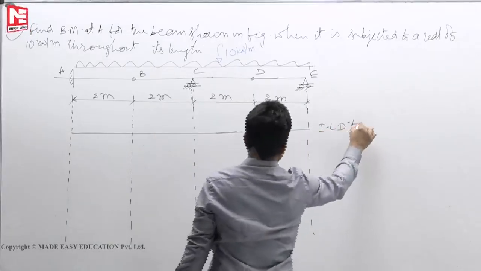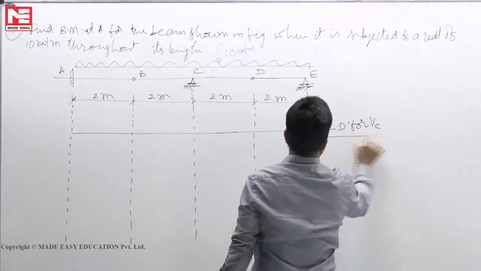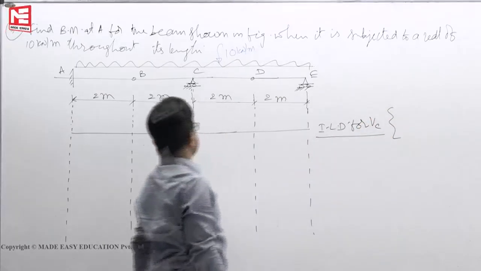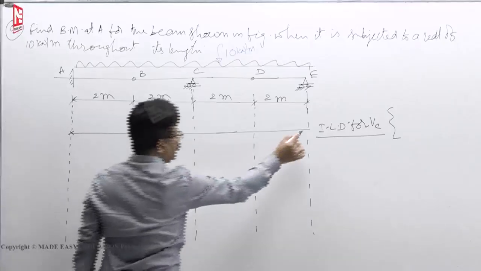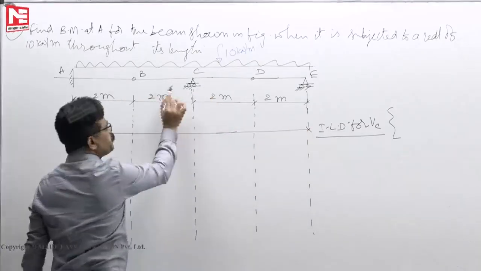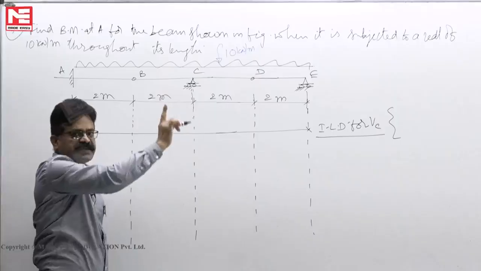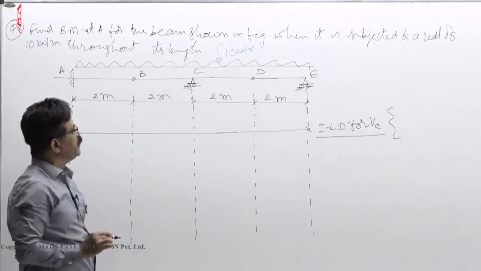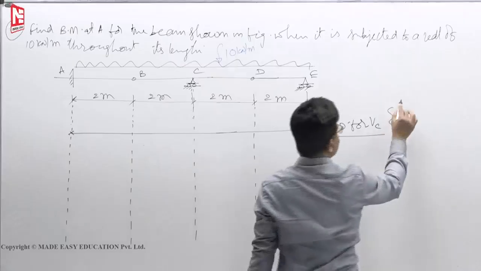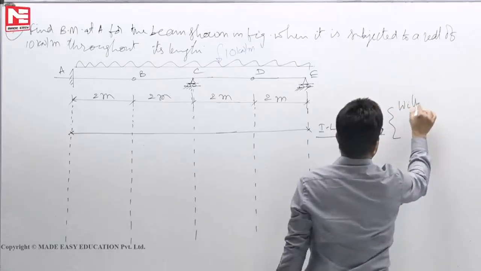Influence line diagram for reaction at C. What is the process? Without removing the support at A and E, remove the support at C and apply unit displacement. Then the deflected shape of the beam itself is the ILD for VC. This is the process.